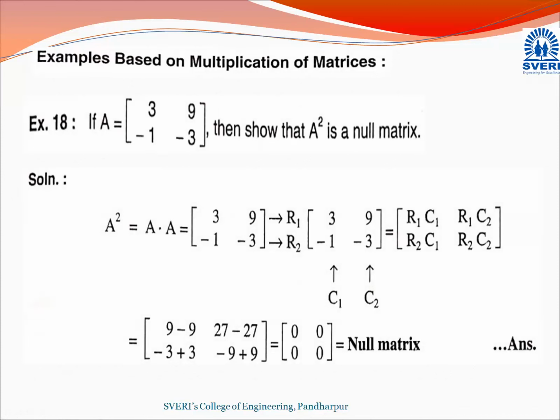Now in this example, we have to show that A is equal to [3, 9 minus 1 minus 3], then show that A square is a null matrix. So A square is equal to A into A, which is equal to [3, 9 minus 1 minus 3] into A. Multiplying these two like this only: R1 C1, R1 C2, R2 C1, R2 C2. So the first element, 3 into 3, 9. Then the next term. So here we have to get that 0, 0.